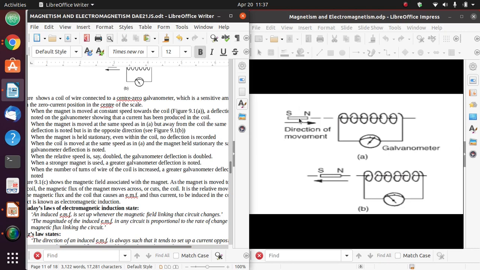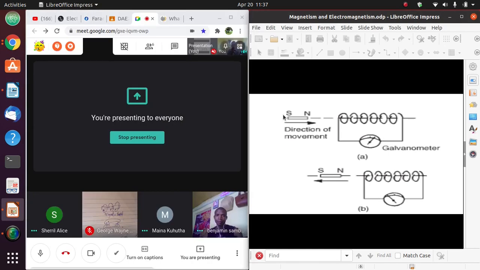If I double the speed at which I am putting this magnet, sijui kama mnaelewa hiyo vile nasema. Unajua watu wamenyamaza tu. Tunaelewana? Ama kuna swali?